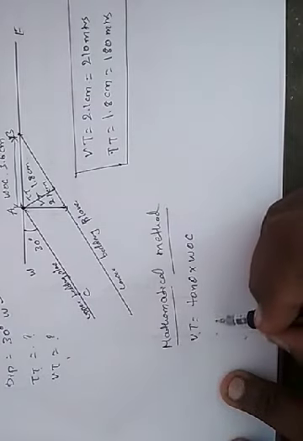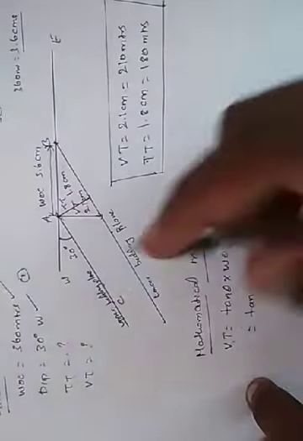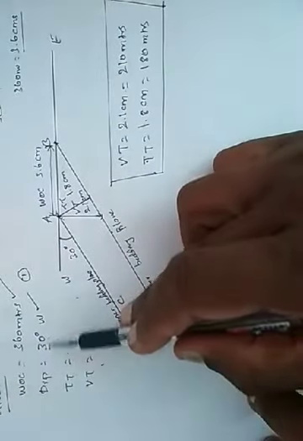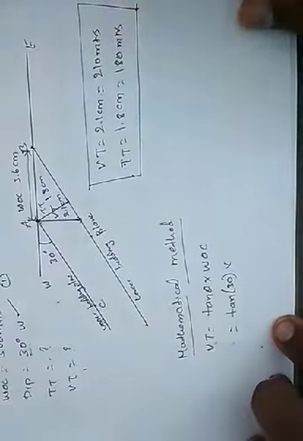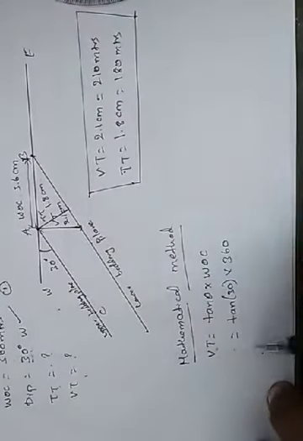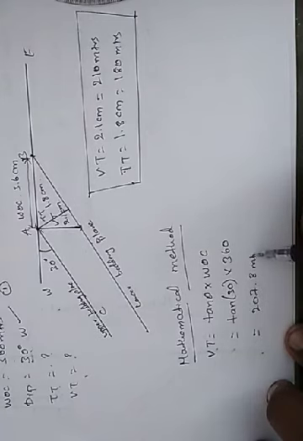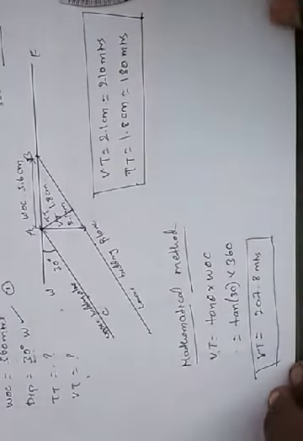Now you can see, tan of theta is what? The dip angle which is provided, that is 30 degrees. So tan of 30 into WOC, which is also given, that is 360 meters. We should not take 3.6 centimeters here, we should take it in meters. So now calculating this tan 30 into 360, you will get 207.8 meters. So this is our VT which we got through the mathematical method.